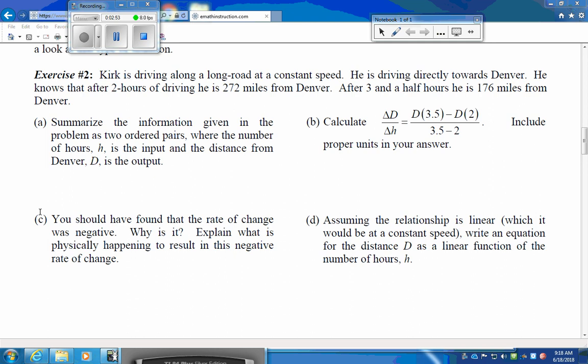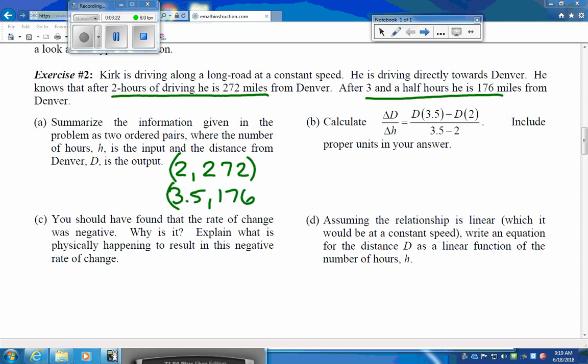It says, for part A, summarize the information given in the problem as 2 ordered pairs. So Kirk is driving at a constant speed to Denver. After 2 hours, he's 272 miles away, and after 3.5 hours, he's 176 miles away. So that means we're going to have time and miles. We have 2 and 272, and then 3.5 and 176.